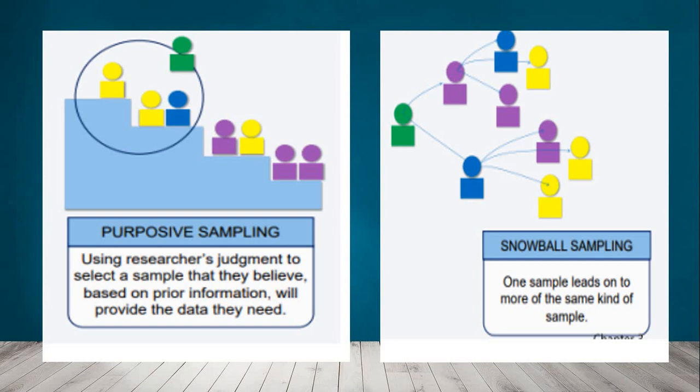So next we have the snowball sampling. So one sample leads on to more of the same kind of sample. So for example, ikaw as a researcher, ang kukunin mo ay part ng LGBT community. So kukunin mo siya as your respondent, tapos siya mismo maghahanap ng another respondent. So siya yung maghahanap ng member ng LGBTQ pa. Tapos yung nakita niyang LGBTQ, maghahanap din, magre-refer din ng respondent. So that's snowball.